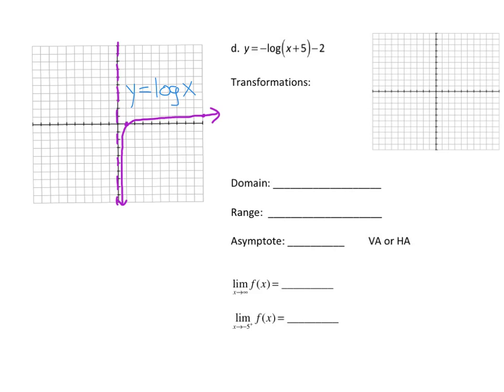In this last example, we have a negative sign on the outside, so that's a vertical reflection over the x-axis. And we have two shifts. The plus 5 is a horizontal shift to the left 5. And the minus 2 on the outside shifts it down 2.